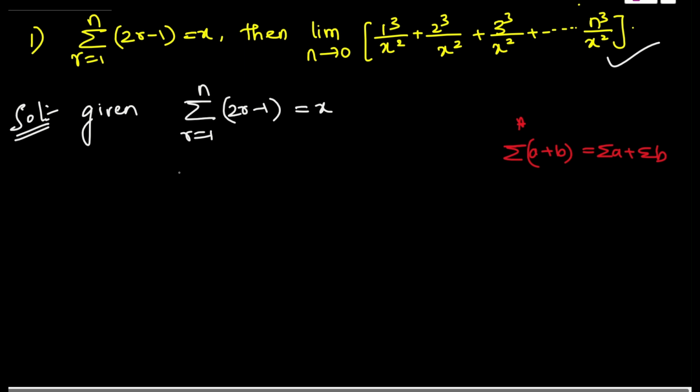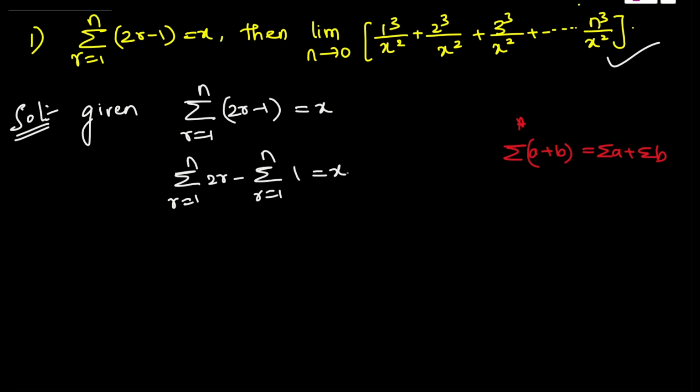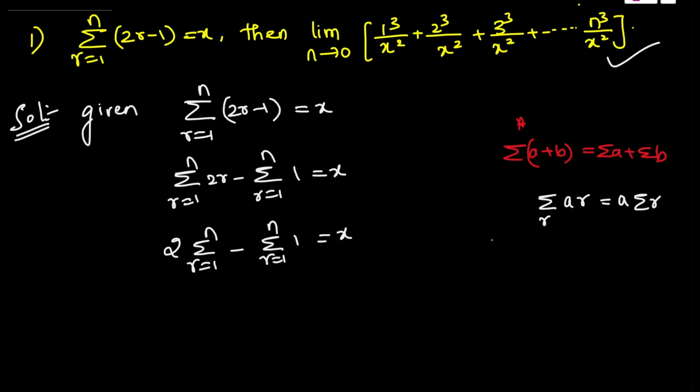So what I'll be getting here is the summation r equals 1 to n of 2r minus the summation r equals 1 to n of 1, must be equal to x. We know that in the summation of a times r, I can simply take a common outside the summation over r. In the same way, I'll take 2 common here. If you have 1 plus 1 plus 1, say 4 times, what is the meaning? 4 times 1. This is what we'll be doing.